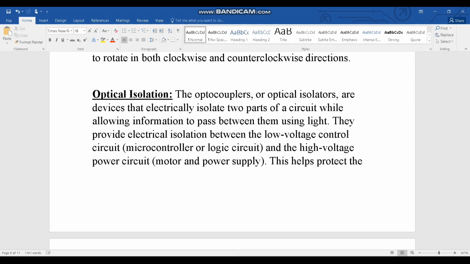Now, the component has two parts which are electrically isolated. One part sends information to the other part using light. This is called electrical isolation. So, what is happening between the low voltage control circuit and the high voltage power circuit? When high voltage enters, it is the high voltage circuit, and when it throws light to the other part and it moves on, it is the low voltage control circuit.